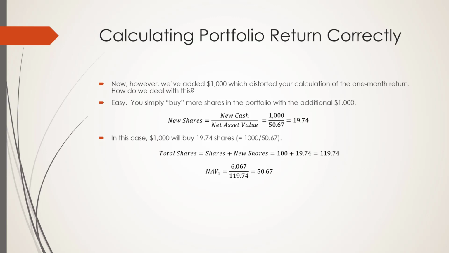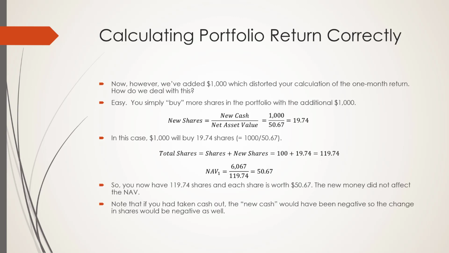So adding money did not change our NAV. It did change the total value of the portfolio, but it did not affect the NAV. And so our return calculations, if we use the net asset values to calculate the returns, will be unaffected. Now, it's important to note that if you took money out, let's say you took out 1,000, then in the numerator there you'd have negative 1,000, and you would end up selling shares, so you'd end up with fewer shares than you had originally. But other than that, it doesn't change anything.